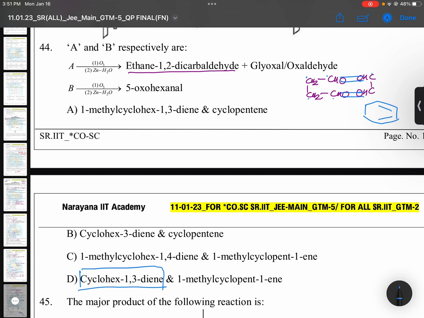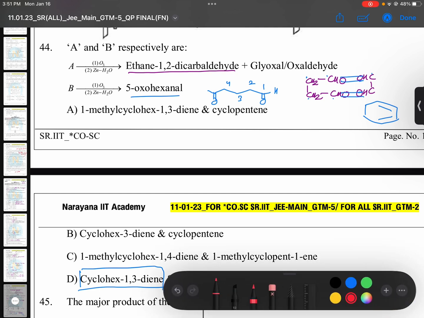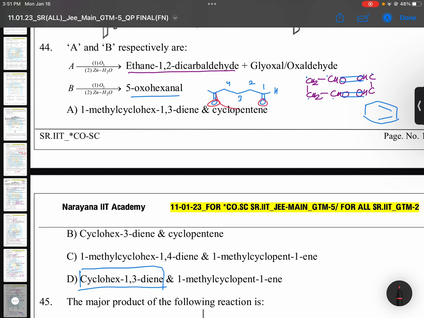One is gone. Second, you see 5-hexanal, he mentioned. Let us take this is 1, 2, 3, 4, 5 oxo. Now what you need to do is just add them, take out this oxygen and keep the double bond. So 1, 2, 3, 4, 5, a double bond, one methyl group. Fine. So option D. Good question.